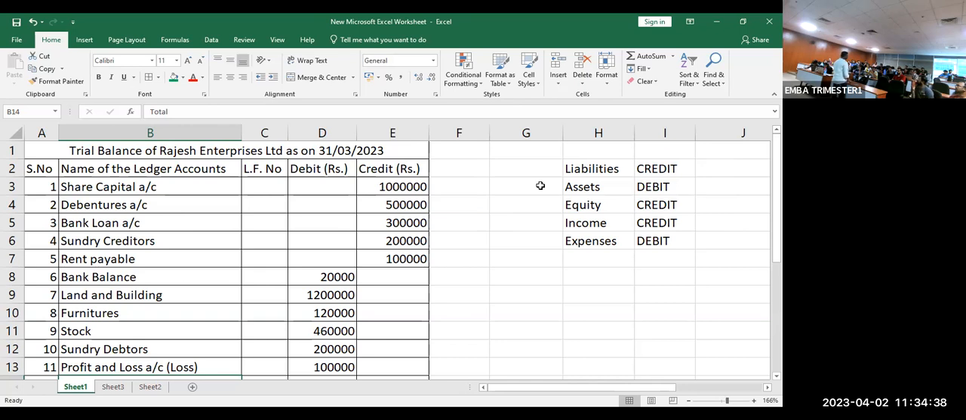Provisions will be your raw material; you have to buy provisions. Depreciation: after 1 year, you can make depreciation. At the end of the year you can do it. Suppose you have a machine, depreciation you can do at the end of the year, one entry.